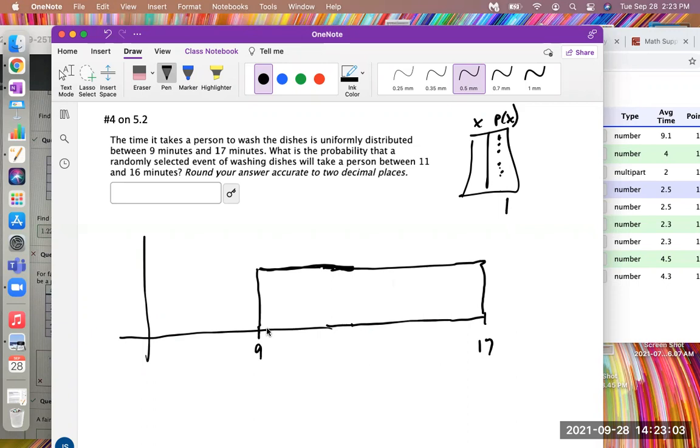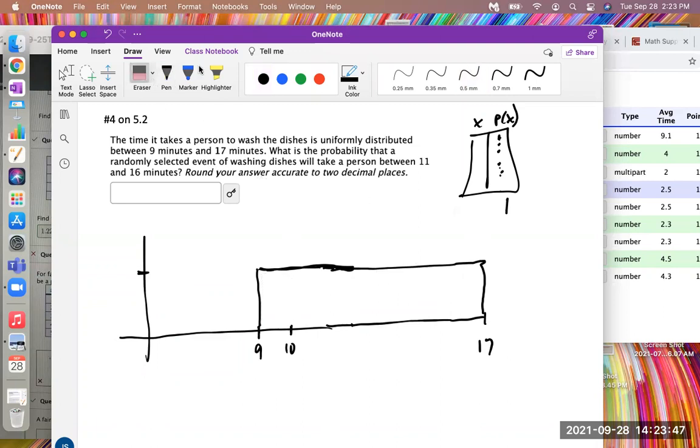So the probability that the person is going to finish doing the dishes between 9 and 10 minutes can be calculated by calculating the area under this curve between 9 and 10. Since this is uniform, the probability between 9 and 10 minutes is the same as the probability between 10 and 11, the same as between 11 and 12. The height is going to be the same. And just like all of these, the probabilities have to add up to 1. So the area under this curve, the area of this rectangle, has to equal 1 as well.